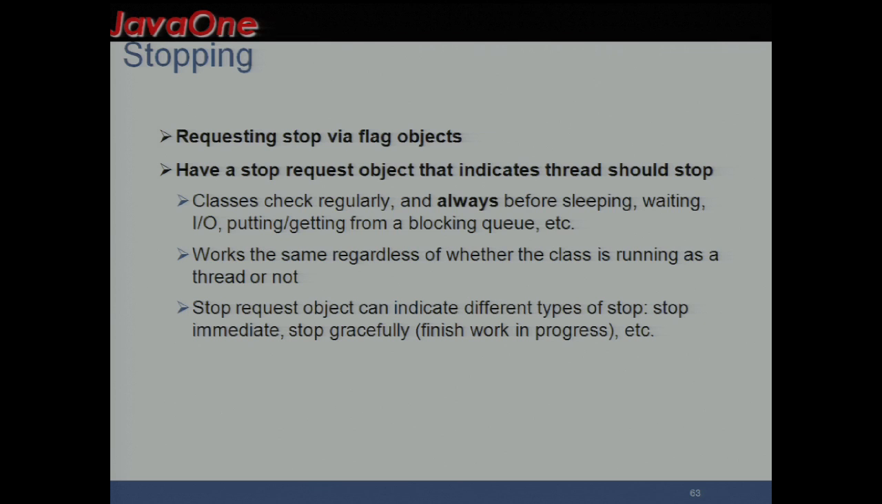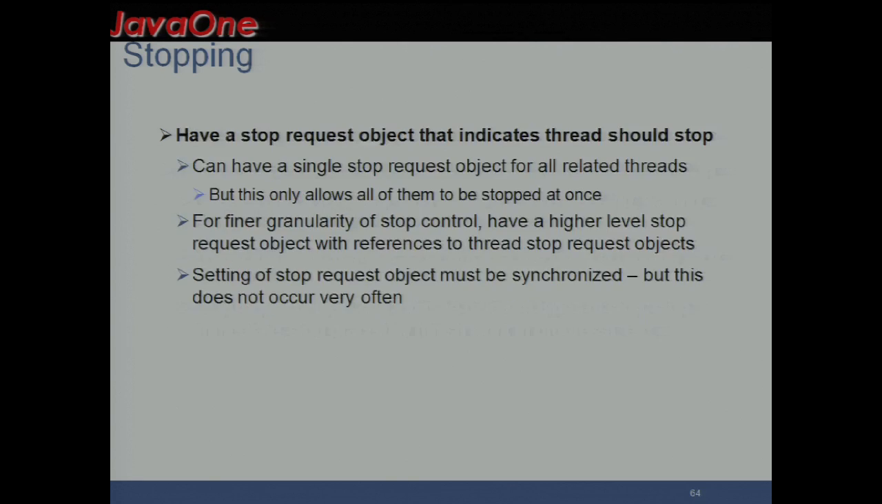You can actually also have different types of stop requests. Maybe you want the thread to stop right now. I don't care what you're doing, just stop. Or maybe you want it to stop gracefully. You want to tell the thread, finish what you're doing first, then stop. So you could have just one single stop request object for all the related threads, but that only allows them all to be stopped at once. So probably what you want is a stop request object for the group of threads that are related, and then an individual stop request object for each thread, so you can stop them individually.